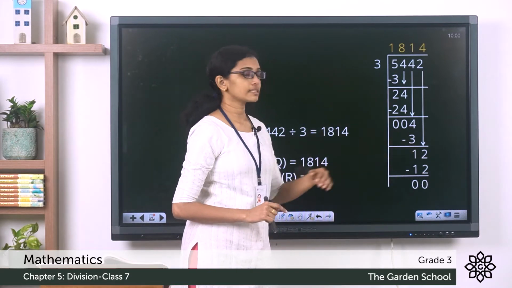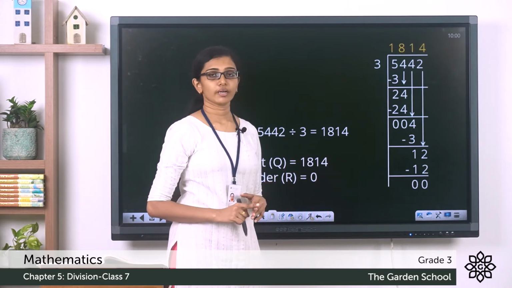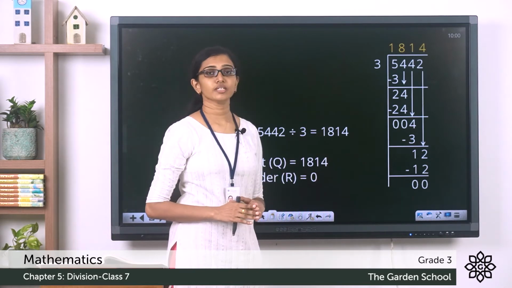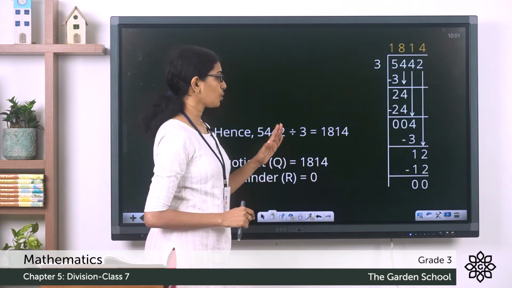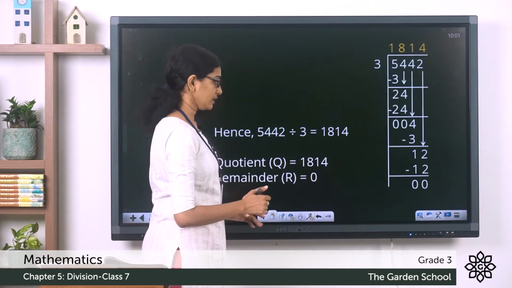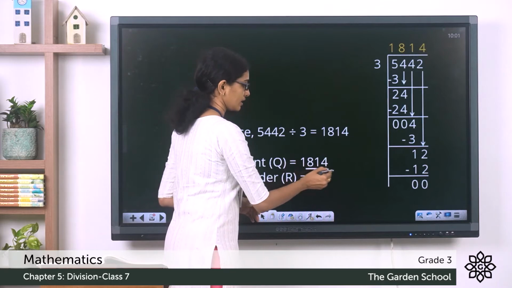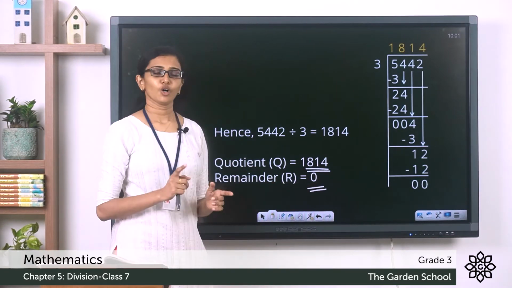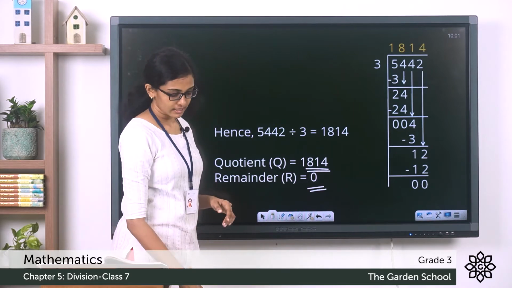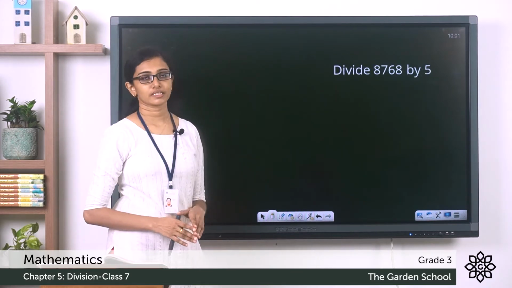And there are no more digits to bring down and the remainder is 0. So the division is complete. And we get the quotient is equal to 1840 and the remainder is equal to 0. Hope you are clear with this question. Now let's do one more question.